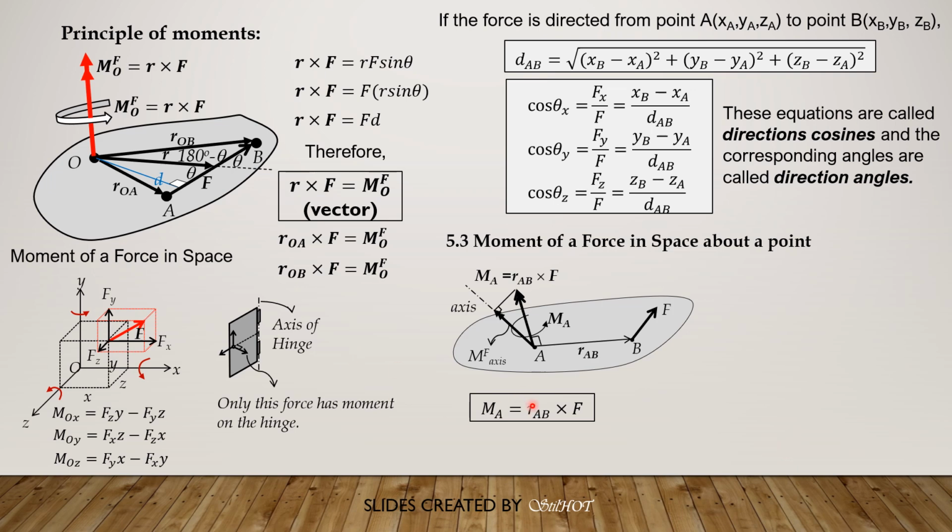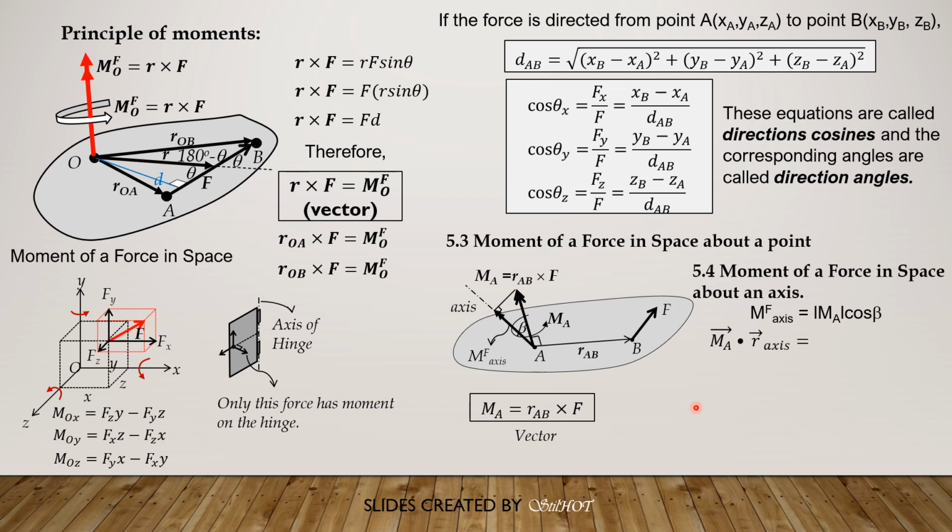So if this is M_A = R_AB cross F, then the moment of the force about an axis, which is a scalar, is equal to the magnitude of R_AB cross F times the cosine of beta. So that's it. The moment of a force in space about an axis is equal to the magnitude of M_A cosine beta, and since M_A is R_AB cross F, or position vector cross F, we can define this moment about an axis.